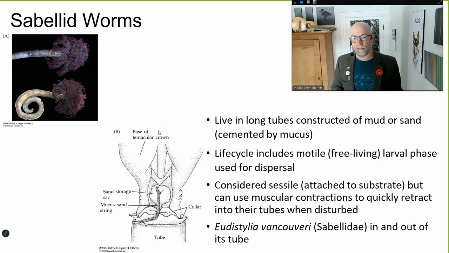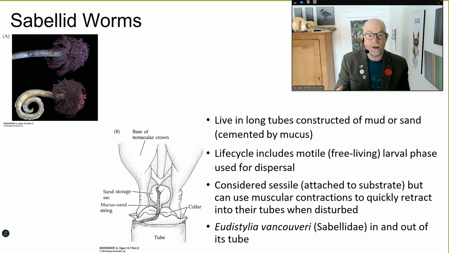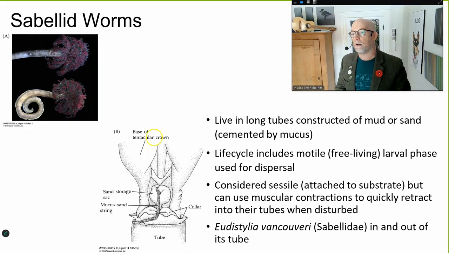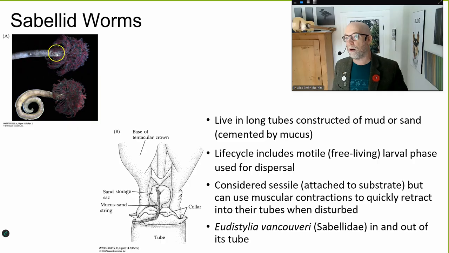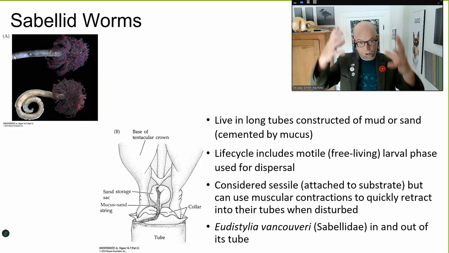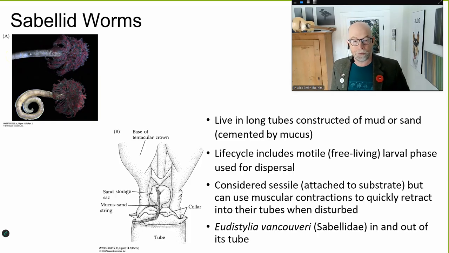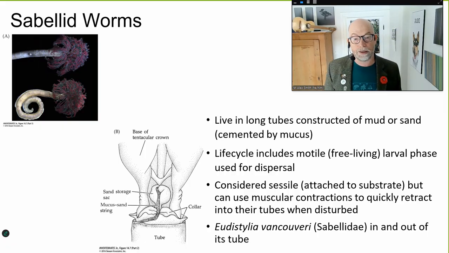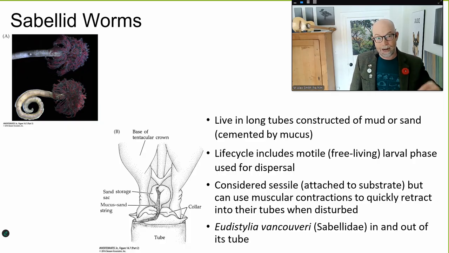So the sabellid worms are one example of a bilaterally symmetrical sessile animal. This is an annelid, but it lives a very sessile life. It lives in a long tube constructed in the mud or the sand. There's a couple of beautiful ones, these purple pom-poms, that have been pulled out, and you see this long curly Q on the top. They live in these long tubes, and as we talked about earlier, they have a free-living larval phase used for dispersal, but they are attached to the substrate, so we would technically consider them sessile.